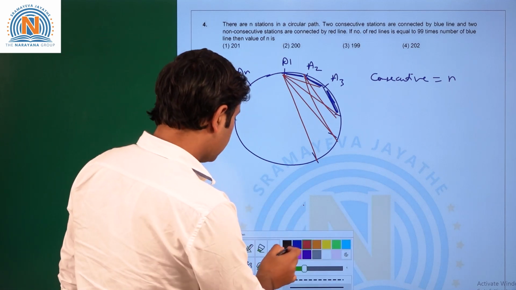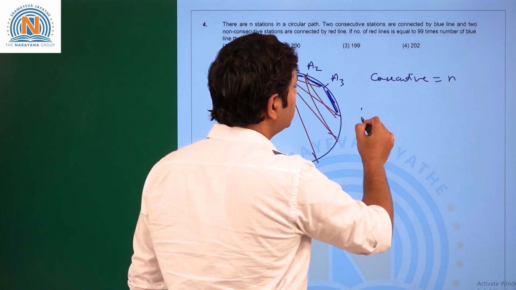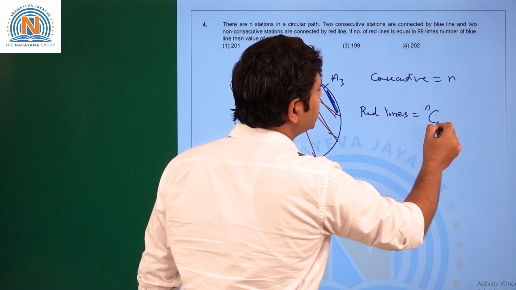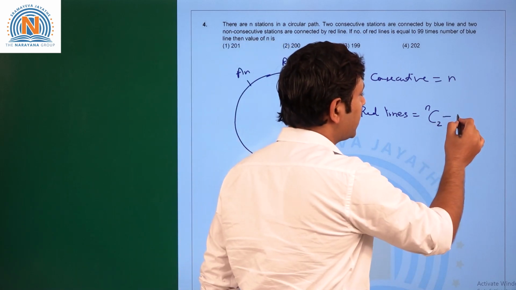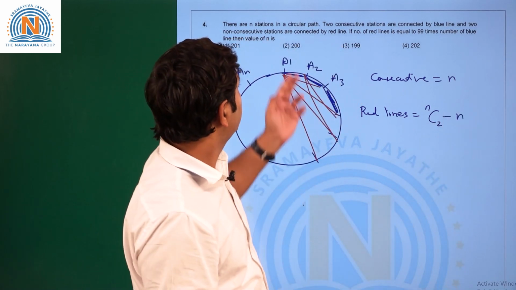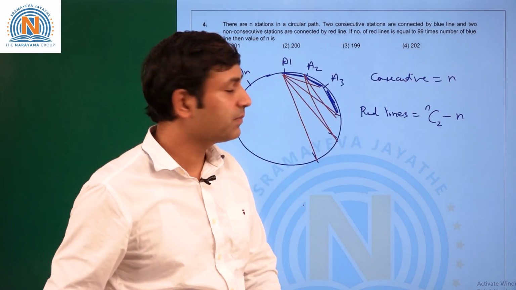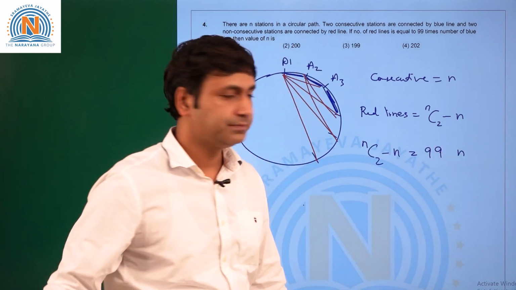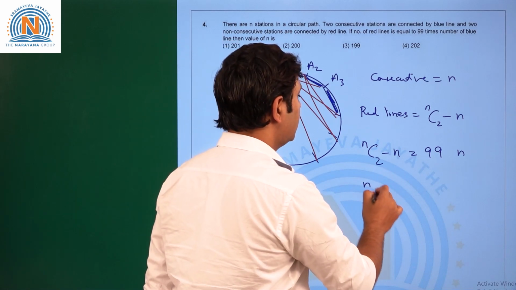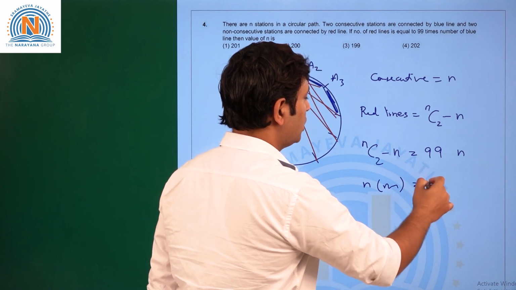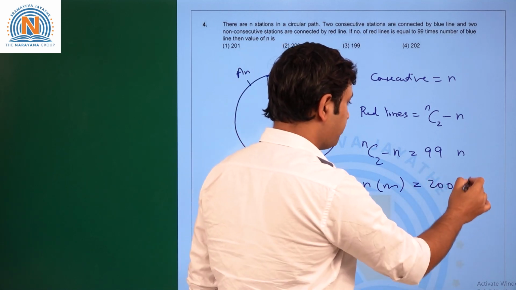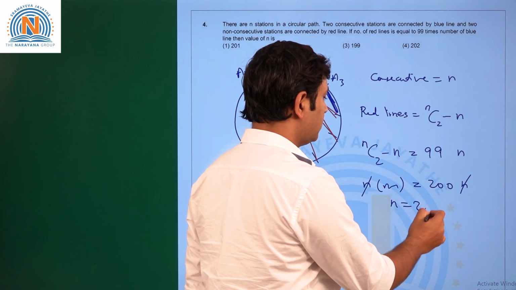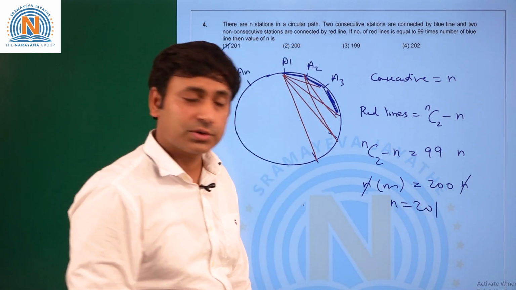We know that total lines, which can be obtained like this, is nC2. If we subtract all blue lines, we get the red lines. We know that the number of red lines is equal to 99 times the number of blue lines. So, nC2 minus n is equal to 99n. Solving this, we get n into n minus 1 is equal to 200n. Cancelling n, n can't be 0. Always before cancelling we should check n can't be 0. n is 201. We'll mark that. We'll move on to the next question.